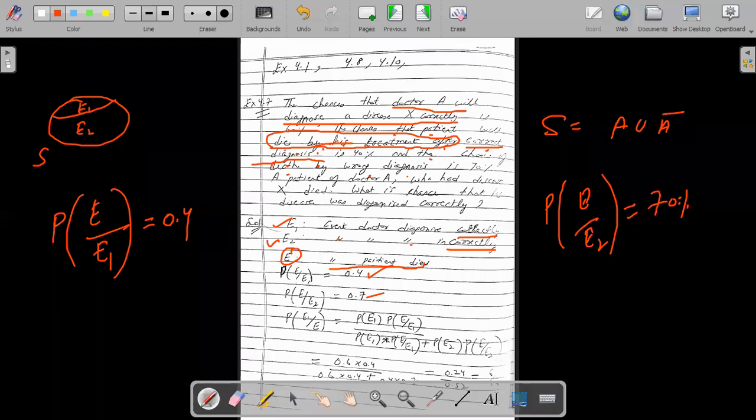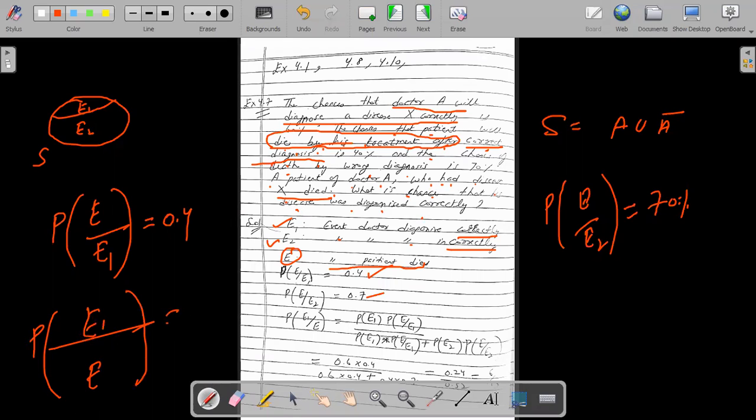A patient of Dr. A who had disease X died. अब देखो, a patient, अब डॉक्टर के एक पेशेंट की डेथ हो गई है. What is the chance that his disease was diagnosed correctly? So now if you see, patient की already death हो गई है. What is the chance that the disease was diagnosed correctly? So here if you see E1, E2 सारे इवेंट्स थे, तो अब यहाँ पे E1 न्यूमरेटर में आ रहा है. दिस इज द रीजन हमें यहाँ से पता लग रहा है हमें बेस थ्योरम यूज करनी है.